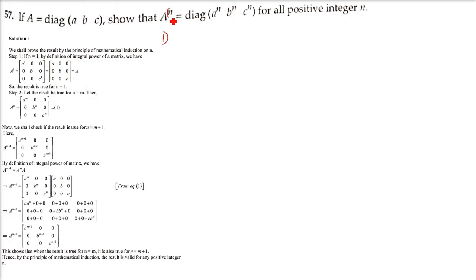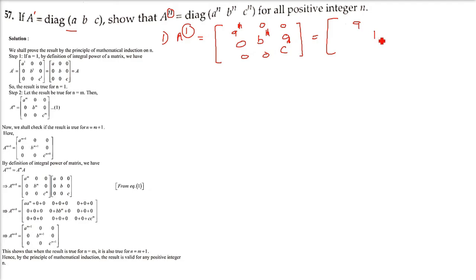The first step is we need to prove that for n equals 1, this is true. If we place n equals 1, it has to be equal to the thing which is given, A equals diag(a, b, c). What is diag(a, b, c)? Let me write diag(a^n, b^n, c^n). This has a^n, b^n, c^n only in the diagonal; other values are going to be 0. So A raised 1 means replace n by 1, and you get a, b, c on the diagonal with all other values 0. So this is nothing but A raised 1, the diagonal of a, b, c. So for n equals 1, this is proved.